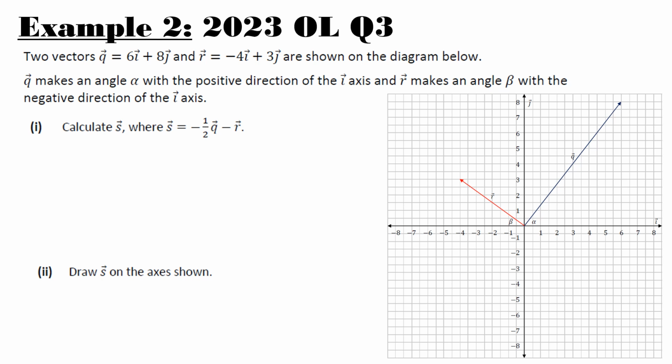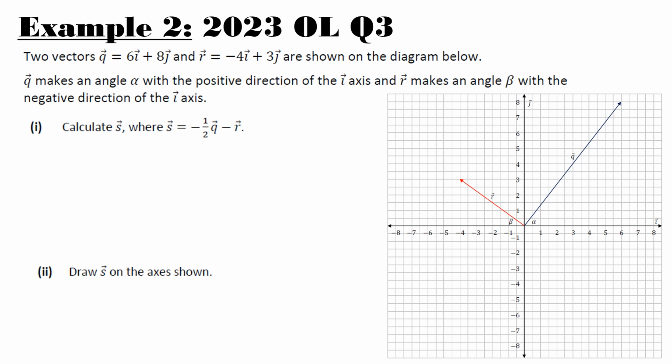Two vectors, Q, which is 6i plus 8j, and OR, which is minus 4i plus 3j, are shown on the diagram below. Q makes an angle alpha with the positive direction of the y-axis, and OR makes an angle beta with the negative direction of the y-axis. So we can see that all on the diagram. And then the first question is to calculate S, where S is minus a half Q minus OR.